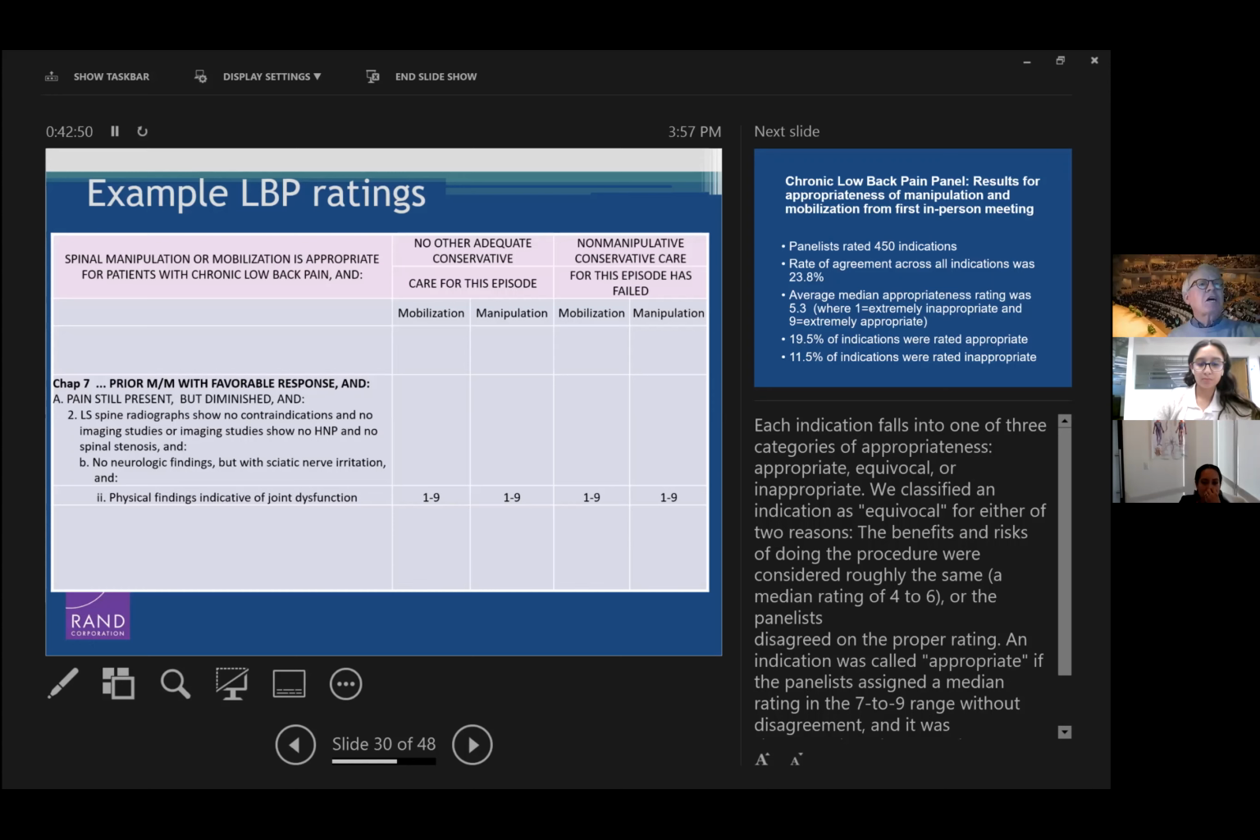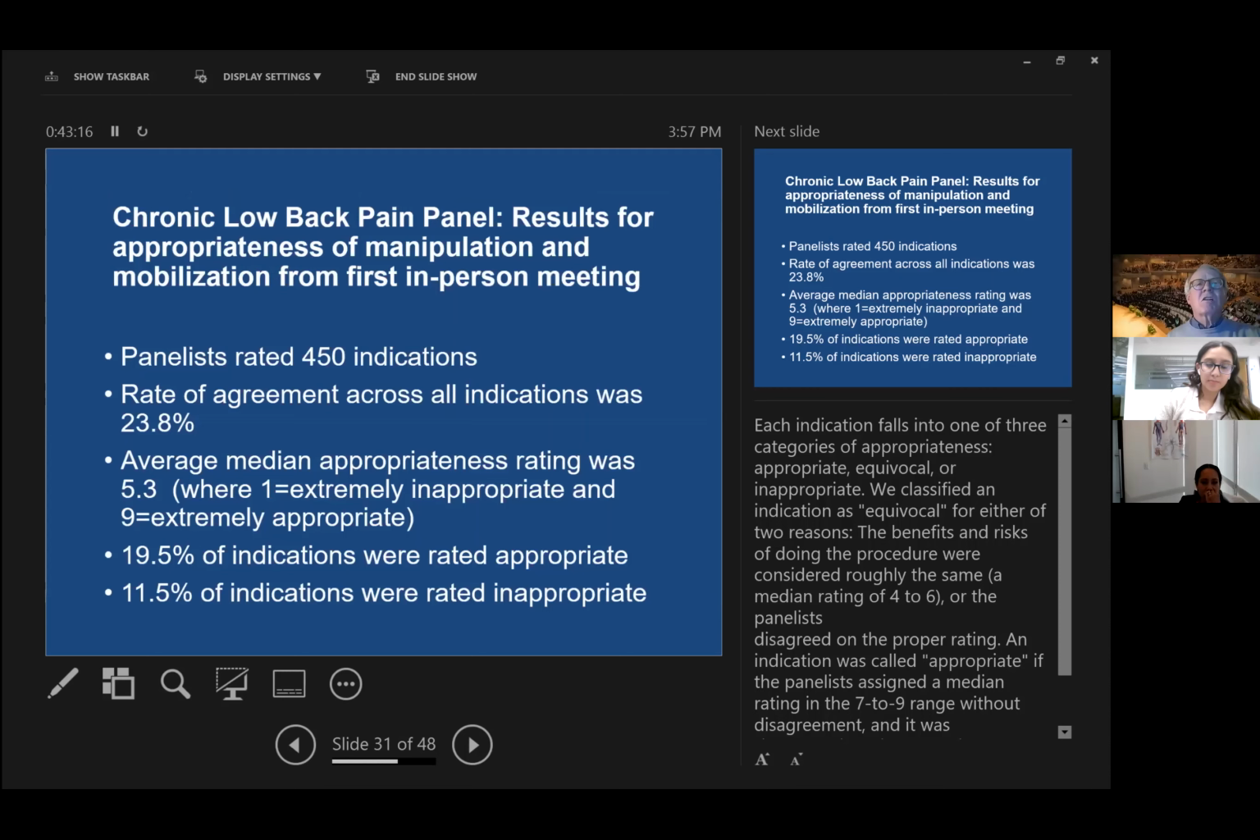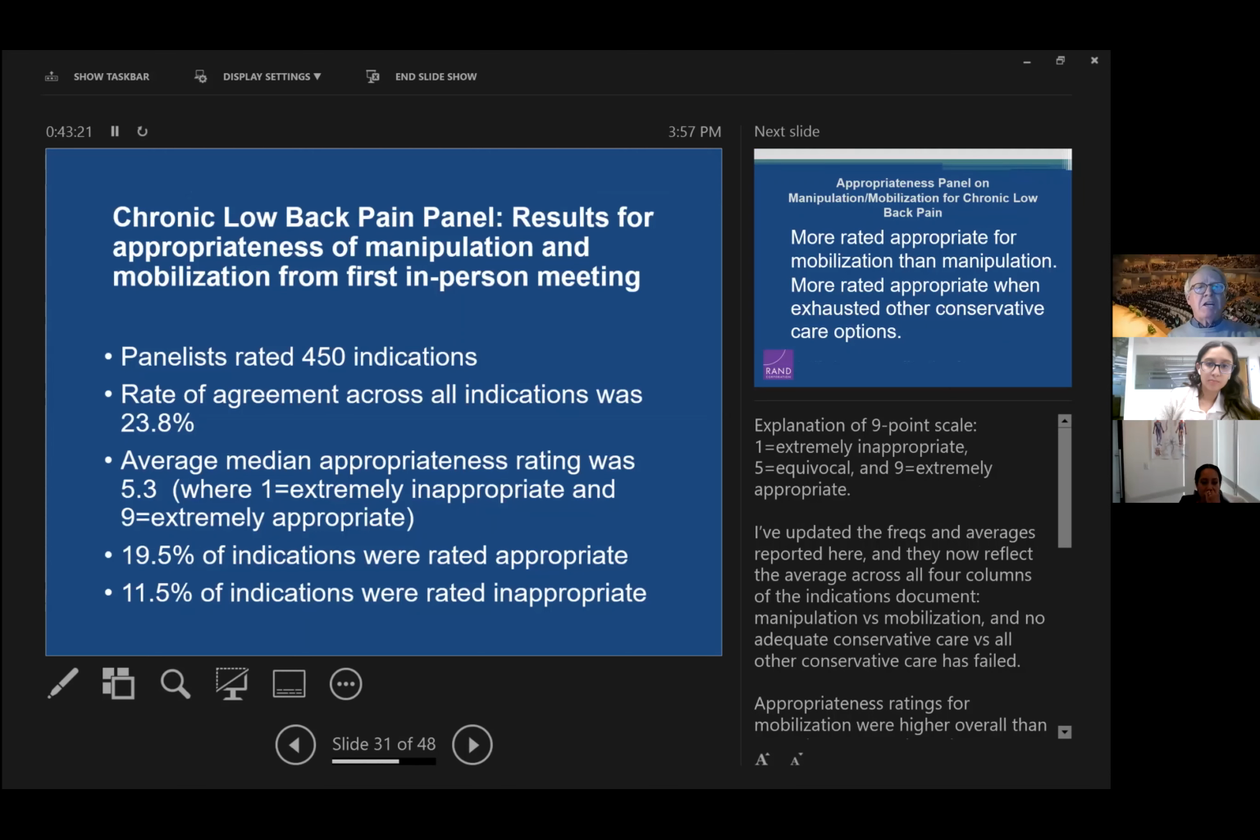And you've got to decide, will you manipulate them or mobilize them or not? And you do it on that 1 to 9 scale, right? So you might say, well, I don't know, maybe you think the x-rays show that it shouldn't be done or something. Whatever it is, you can rate it as either extremely inappropriate, or in the middle, or you don't know, or it's extremely appropriate. So that's what the system looks like, right? They had 450 indications, so that's a lot of indications. So that's 450 patient types, if you like, scenarios. The rate of agreement is 23% above all of them.